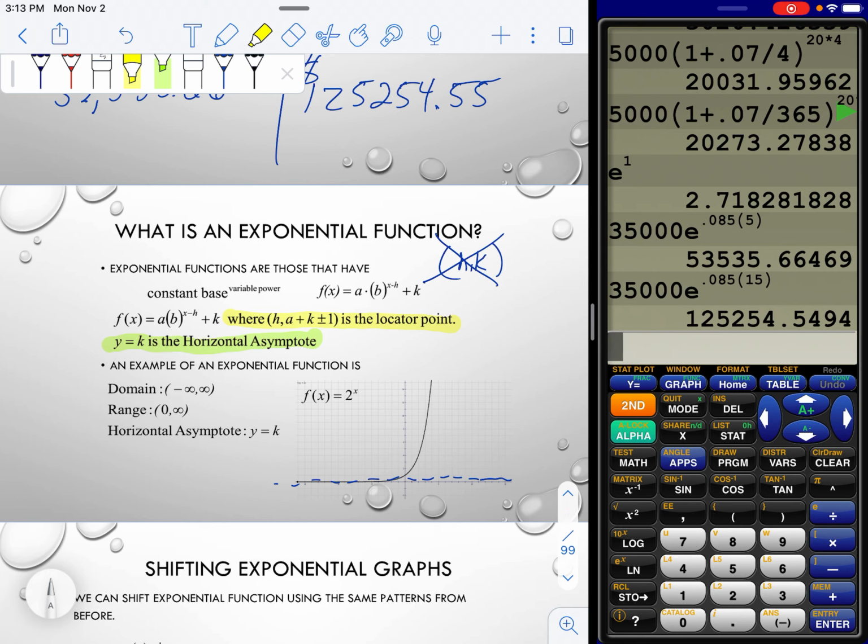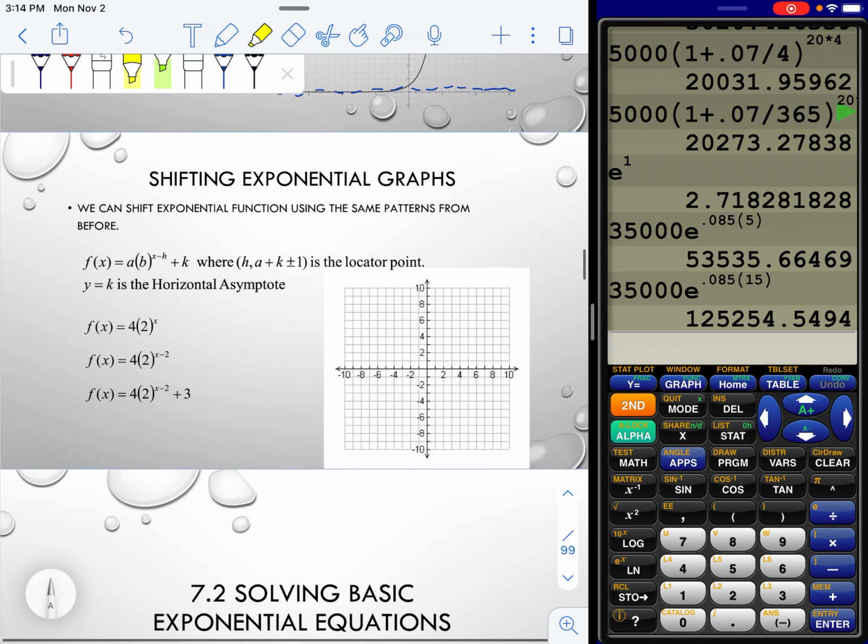In talking to a lot of math teachers and discussing this, the best way to do this is just to create an XY table, whether you do that by hand and just crunch the numbers, or whether you have a graphing calculator, punch it in, plot the points appropriately, and then always clearly label your horizontal asymptote. So if we look at some of these graphs here, our A value still tells us everything.